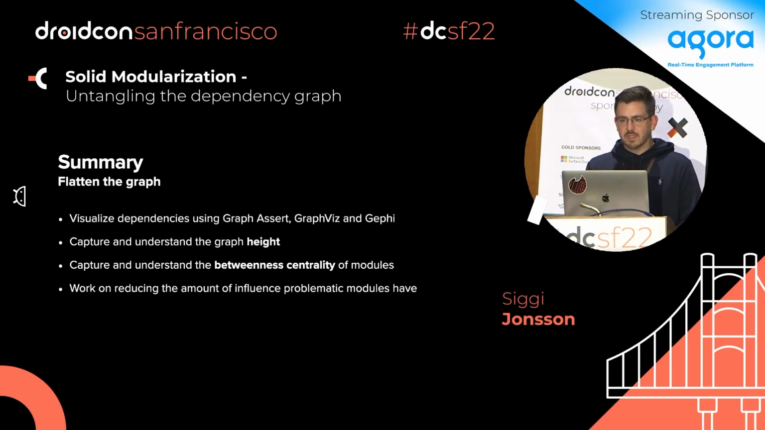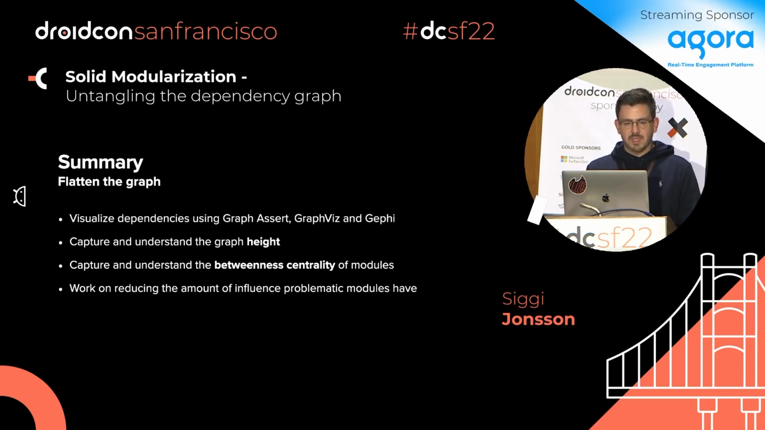So to summarize, our recommendation is to flatten your dependency graph. You can use tools to visualize it like GraphAssert, GraphViz, and Gephi. We highly recommend you give this a shot and see what your project looks like. And we recommend that you capture and understand your graph height. And the idea is not to get your height to 0, which would be to push everything back into a monolith, but is to understand which modules might be unintentionally contributing a lot of complexity and adding a lot of overhead to your project and causing problems.